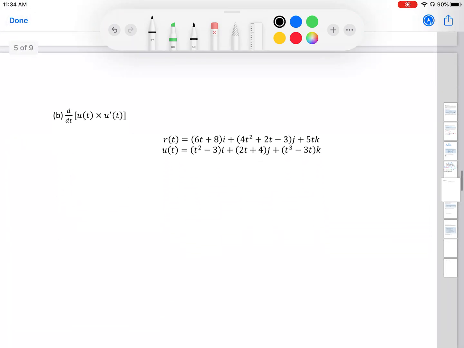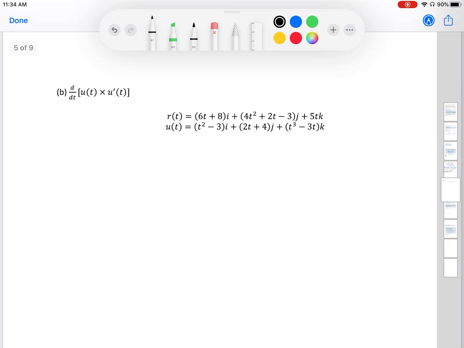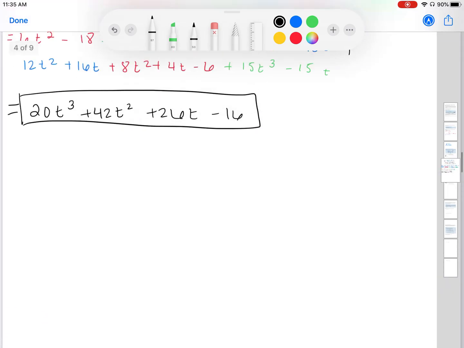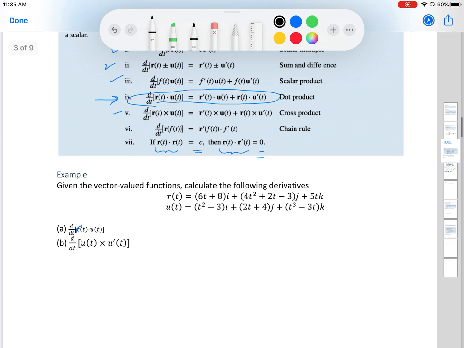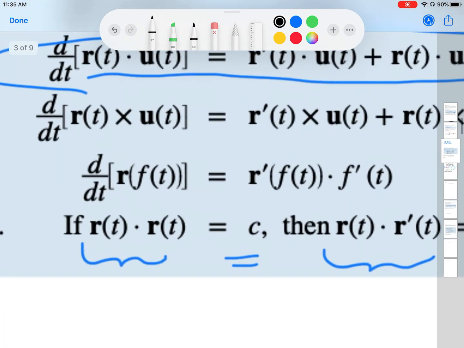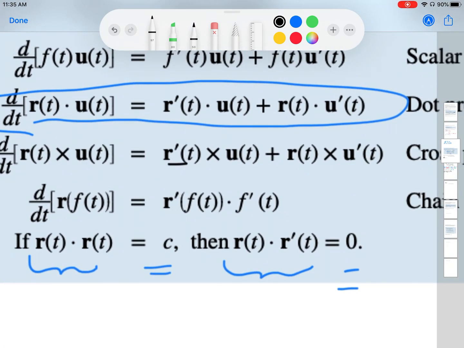Next one. All right, so this one is being very specific, so look at it carefully. It's asking for u of t cross product u prime of t. Now, by our definition above, I'm going to bounce back so we can see it. When taking the derivative of the cross product, we want the derivative of our first cross product our second plus our first cross product the derivative of our second. Kind of like product rule, but with cross products, right?